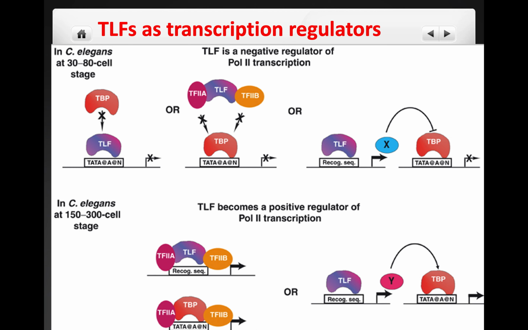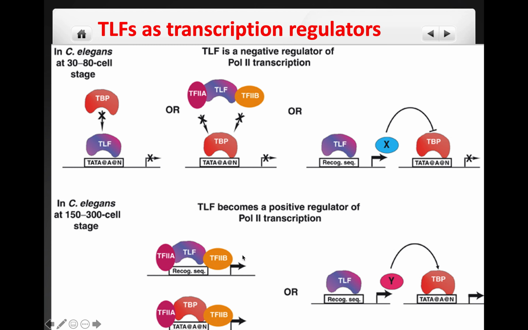And this TLF is usually applied in case you want to stop a certain population from breeding, and we know that in C. elegans, this is actually how they do it. So this is at the 30 to 80 cell stage. At the 150 to 300 cell stage, TLF becomes a positive regulator, which means that it is now enhancing to speed up the process.